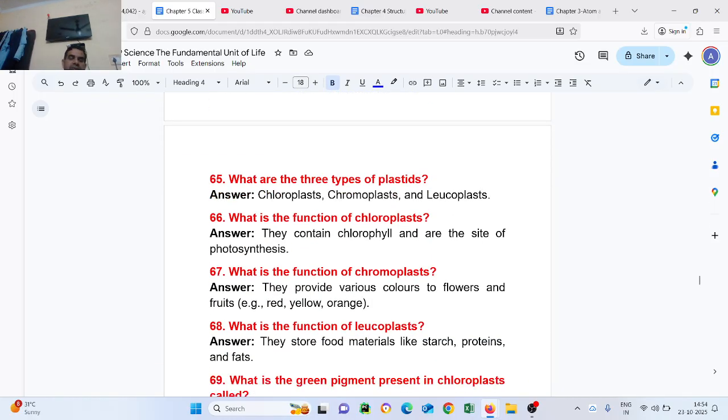Question number 67. What is the function of chromoplast? Answer: they provide various colors to flowers and fruits, red, yellow, orange.